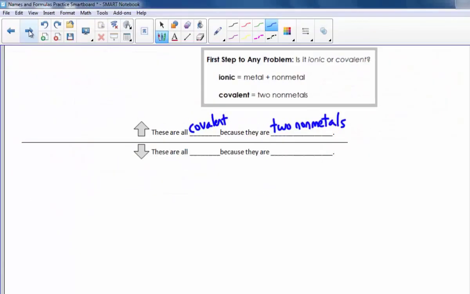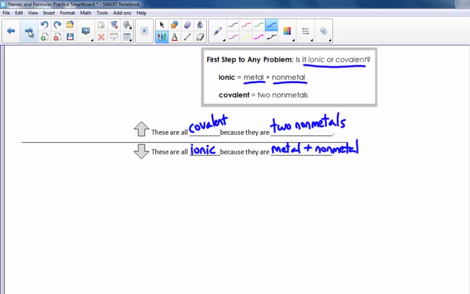Now we're back to that dividing line in the middle of the page. And if we look at the first example in this section, magnesium chloride, we need to go back to that first step of any problem and decide, is this ionic or covalent? Well, magnesium is on the left-hand side of the periodic table, and chlorine is way over on the right. And so that's a metal and a nonmetal. And so we can add that to our sheet, that everything in this section is ionic because they're a metal plus a nonmetal.